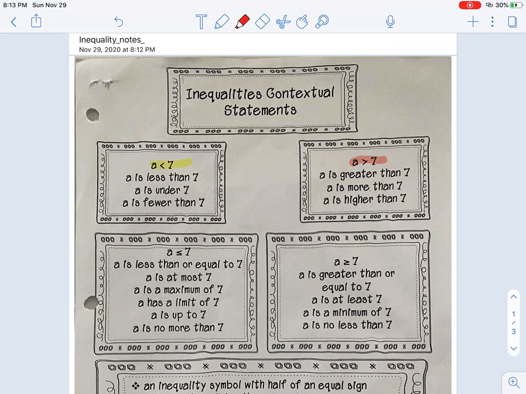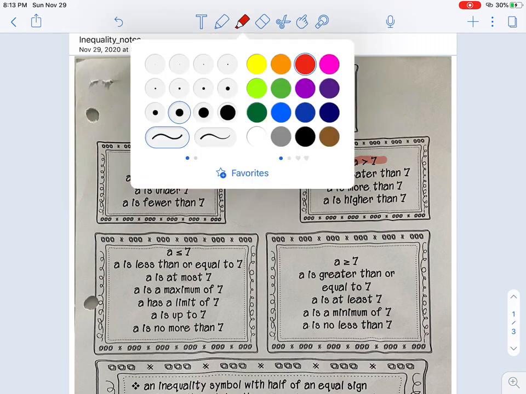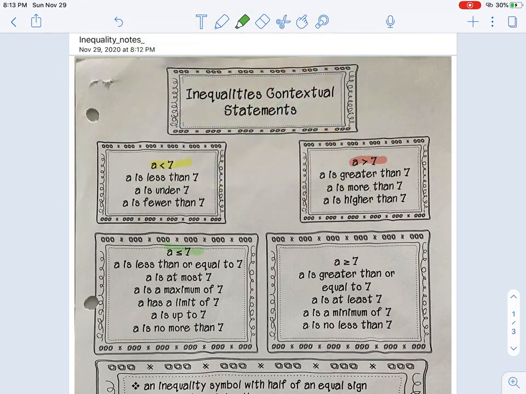It's when you get to the less than or equal to, or greater than or equal to symbols that it becomes a little more tricky to figure out. Obviously, if it says less than or equal to 7, it's going to be that symbol. If it says at most 7, that means it can be 7, but it can't be more than that. If it says a maximum of 7, again, it can be a max of 7, but it can't be more than that. A limit of up to 7, or a limit of 7, is again the same thing as most and maximum, and so on.